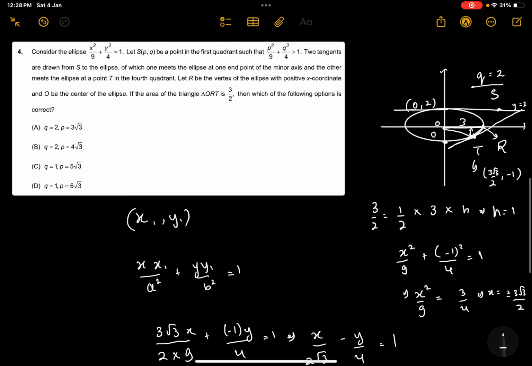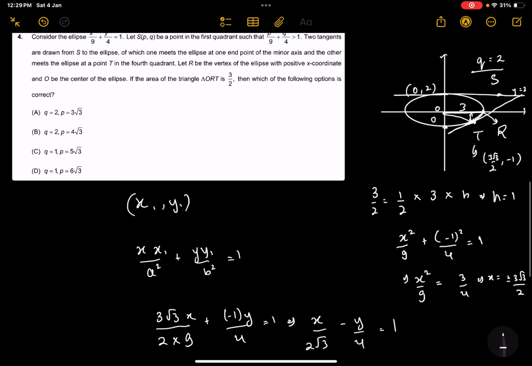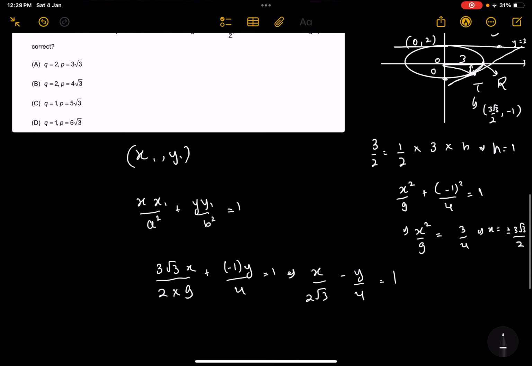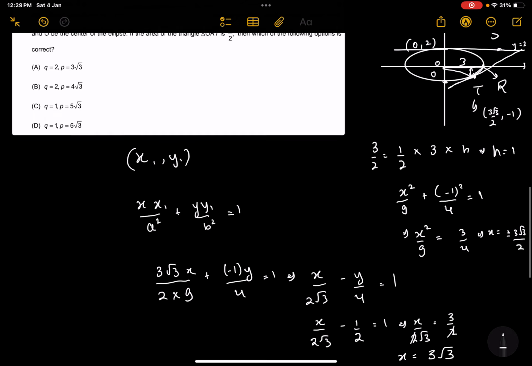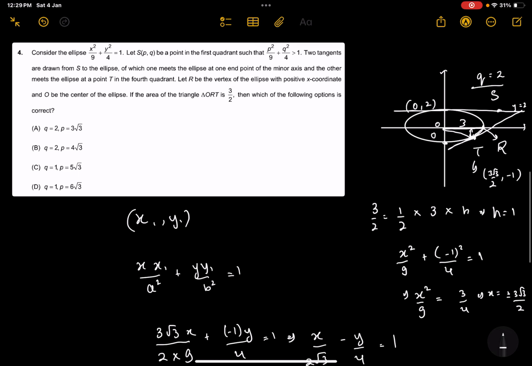So all we now have to do is solve this line's equation with y = 2, which gives us x/(2√3) - 1/2 = 1. So x/(2√3) = 3/2, and x = 3√3. So p is 3√3 and q is 2. So the answer is A.